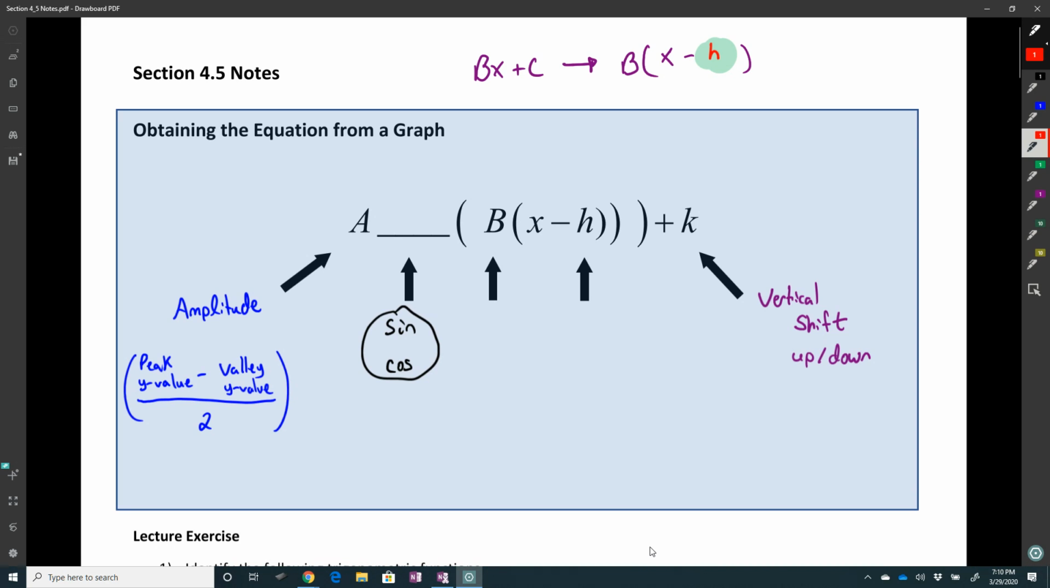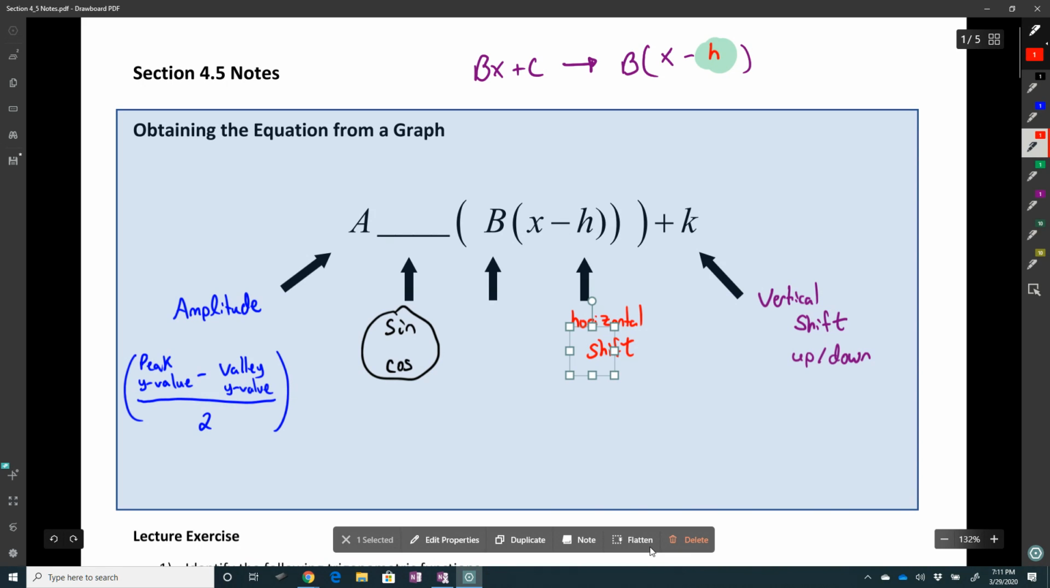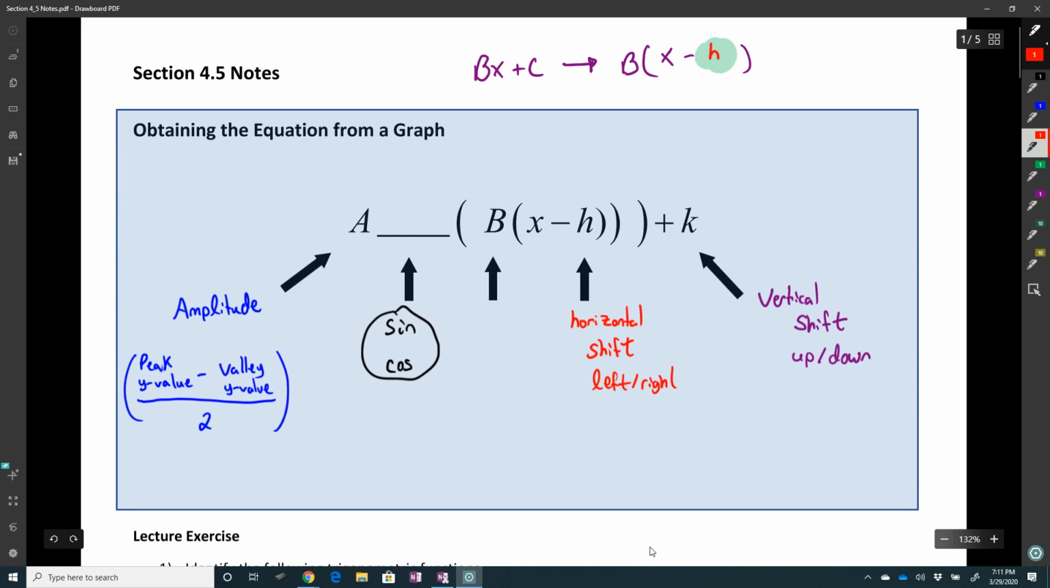The reason why they're doing that is because remember in the last section, the phase and the horizontal shift were different. They had different meanings. And so if you write it like this, h is the horizontal shift. You can look at it and just tell immediately what it is. Okay, and that tells you if it goes left or right. I'm not going to go too much into that.